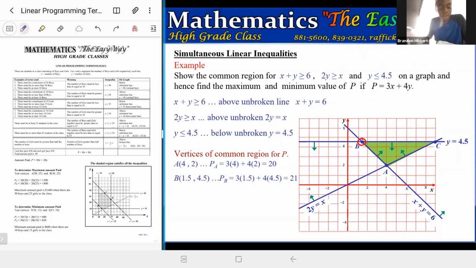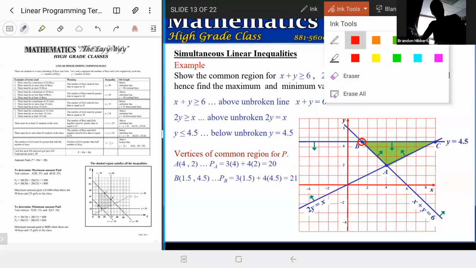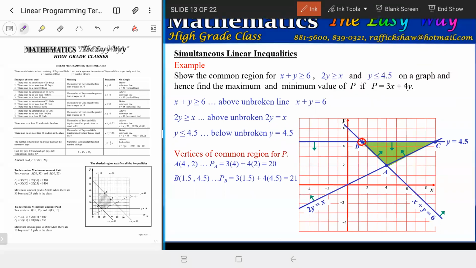Sir, what did you say about these extreme values again, sir? The x and y values at the vertices are your extreme values. Let me show you. Right. These are extreme values.